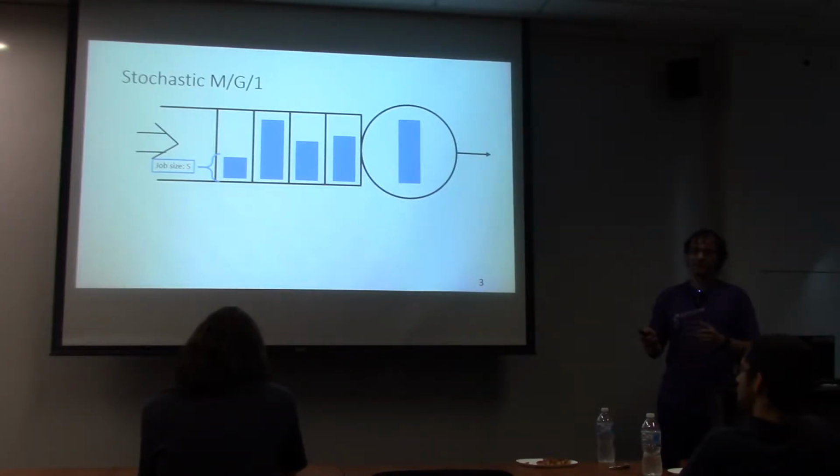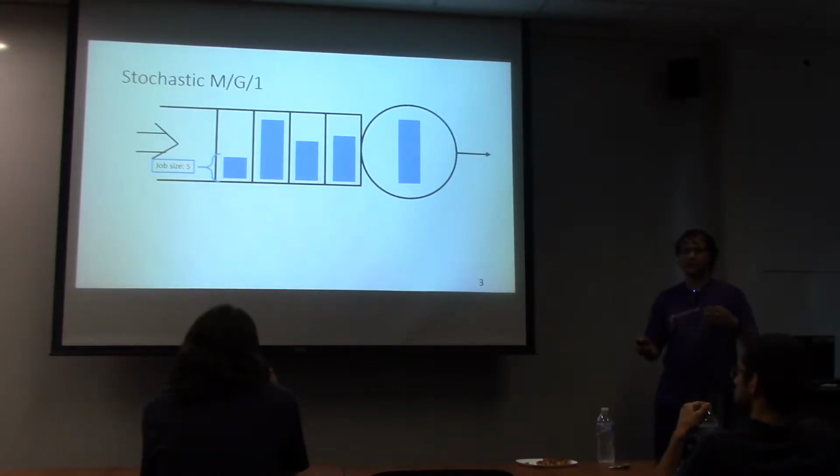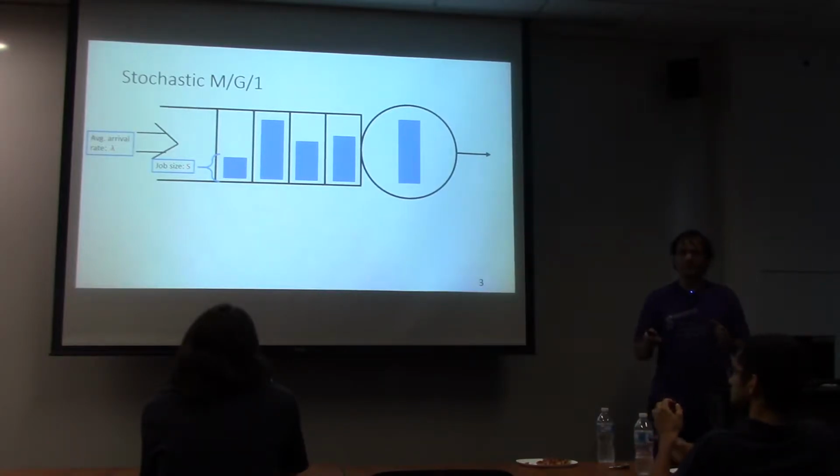Now, because this is a stochastic problem, we're not going to have worst case job sizes. Instead, job sizes will be sampled IID from some job size distribution, which we'll represent with this S. Likewise, arrivals won't be at worst case times. Arrivals will come according to a Poisson process with average rate lambda.